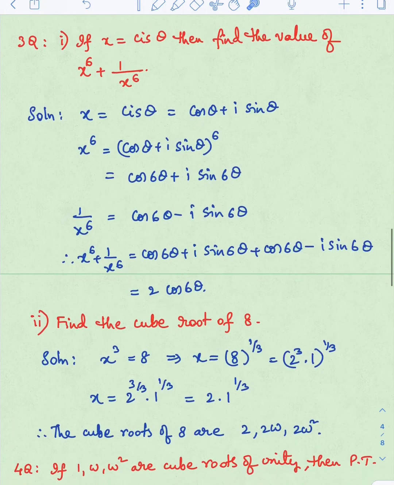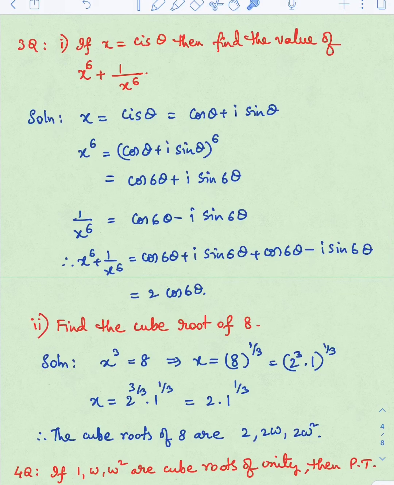Next, third problem. In the third problem, first part: find the value of x power 6 plus 1 by x power 6 if x is equal to cis theta. This is the question. x is equal to cis theta, given. This can be written as cos theta plus i sin theta. What is required? We want the value of x power 6 plus 1 by x power 6. So first of all, let us go to x power 6. Put power 6 on both sides and apply de Moivre's theorem. It will come inside like this. This is x power 6.